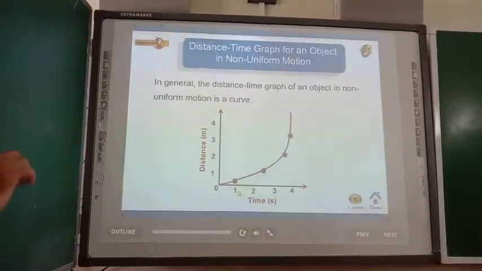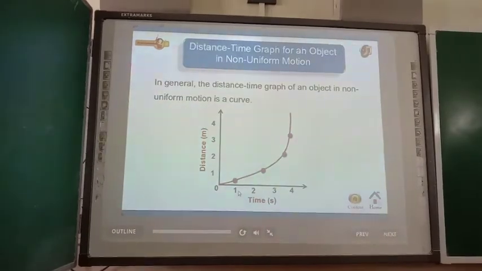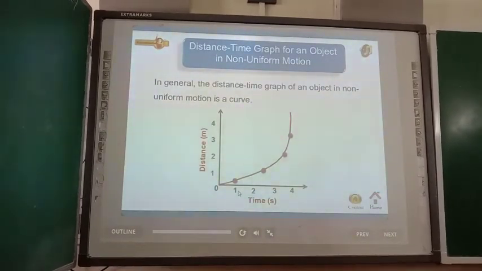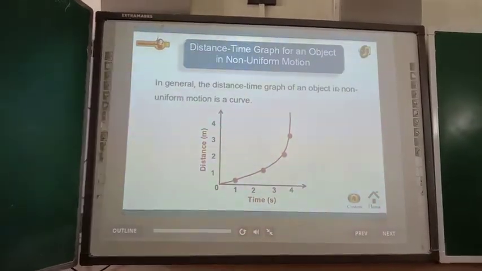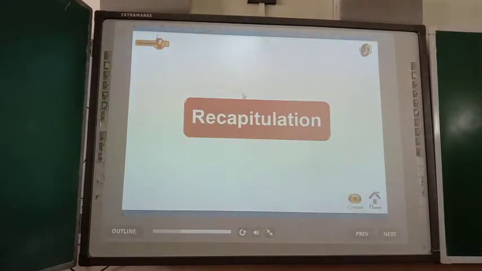So in this way, I have completed almost all the types of graph, how to plot a graph, and what precautions we must take while plotting a graph. Now let us recapitulate this chapter. So how many things have we discussed today? Let's take a brief recap of this chapter, motion and time.